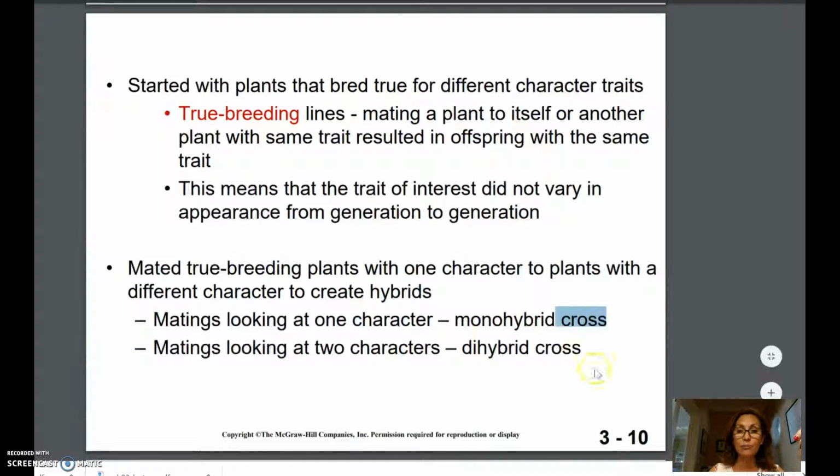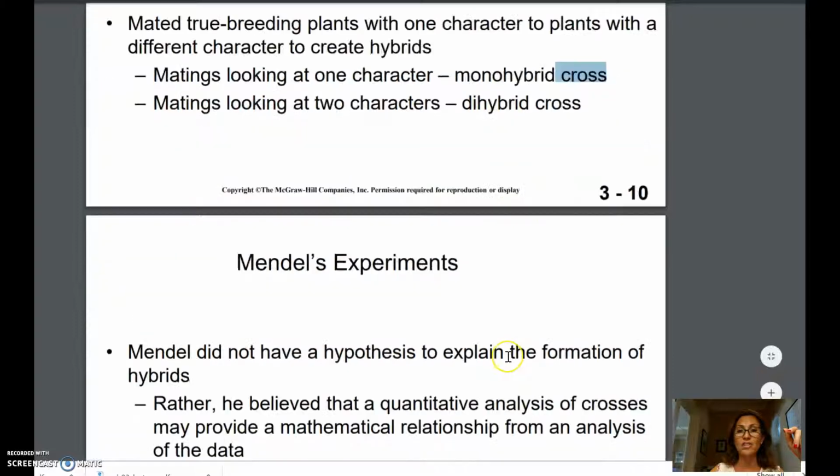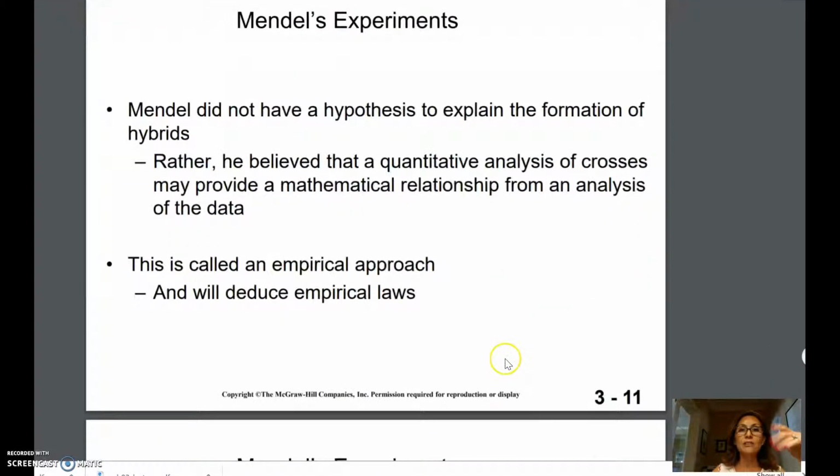That's a dihybrid cross. Di for looking at two characters, and then hybrid for the hybridization or the cross. In Mendel's experiments, he was trying to figure out what he was going to get from these hybridization experiments. He didn't have a hypothesis to explain what would happen when true breeding purple and true breeding white came together. So instead, he just used his quantitative analysis.